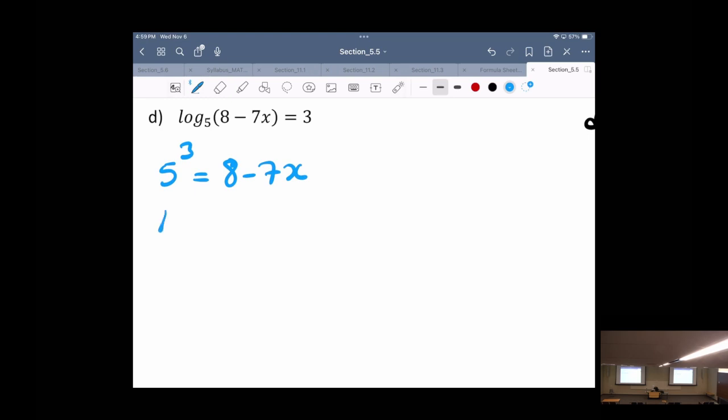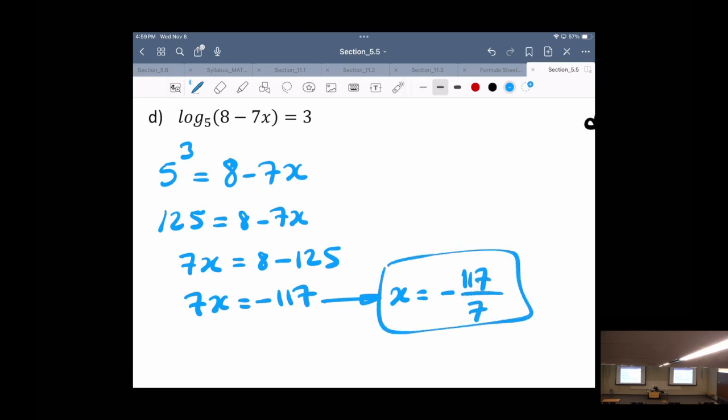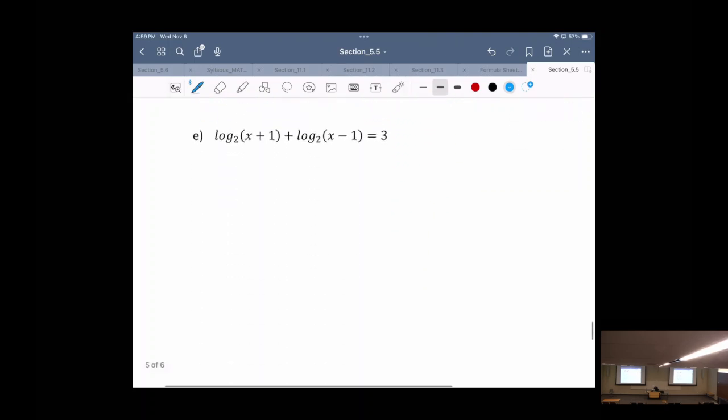So on the left, we have, of course, 125 equals 8 minus 7x. Then we can solve for x by isolating the x term, like that. And then 7x equals minus 117. And of course, x equals minus 117 over 7. Okay, we can leave the answer in exact form like that. Okay, so let's move forward.